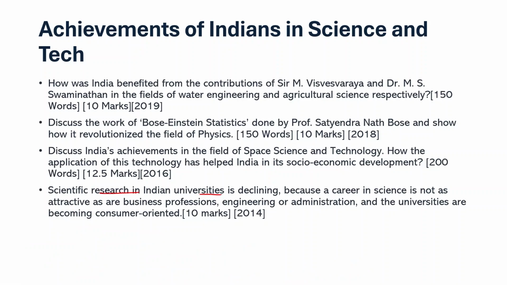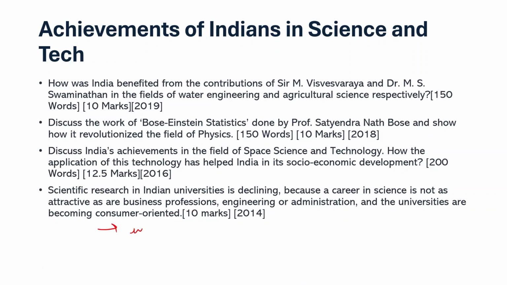Scientific research in Indian universities is declining because a career in science is not as attractive as our business professions, engineering or administration, and the universities are becoming consumer oriented. So this was asked again a long time ago. Basically a question about scientific research, why is it declining in universities, and they are already trying to give you a reason for this, right? But you have to come up with a good structure.